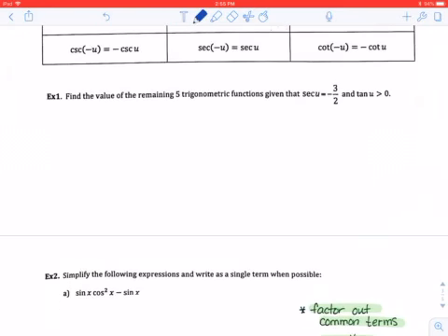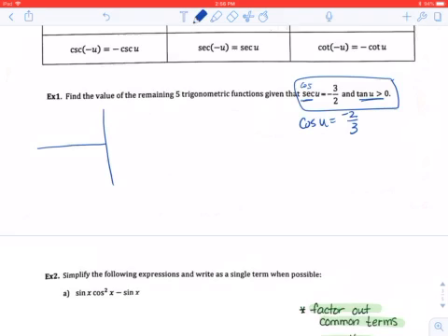All right, so what are some common questions we might ask from this first section? Example number 1: find the value of the 5 remaining trigonometric functions given that secant of u equals negative 3/2 and tangent is positive. So you might want to draw your coordinate system. Secant, which is related to cosine, you could rewrite this if this helps you. Flip that upside down. So cosine is equal to negative 2/3, but tangent's positive.